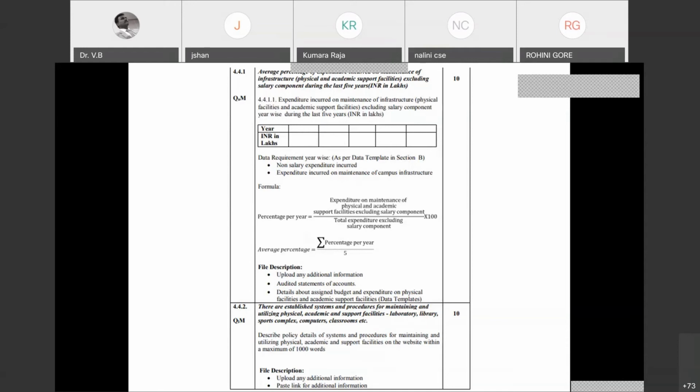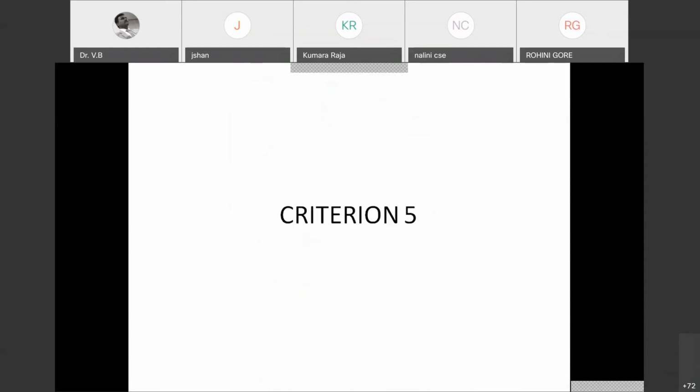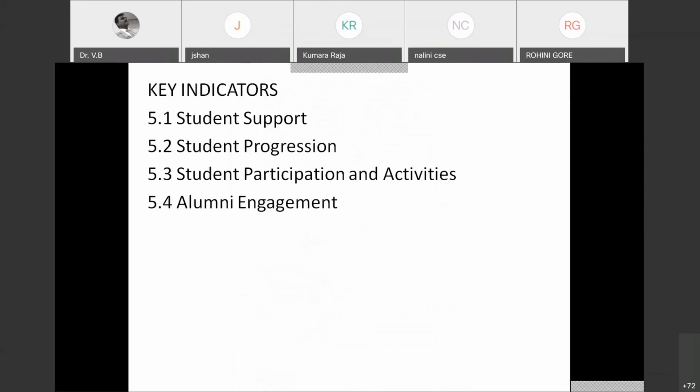They are asking sports day expenses or research expenses. Research expenses will come in 3 and not in 4. So this completes Criterion 4, and we move on to Criterion 5, where the key indicators are student support, student progression, student participation activities, and alumni engagement.